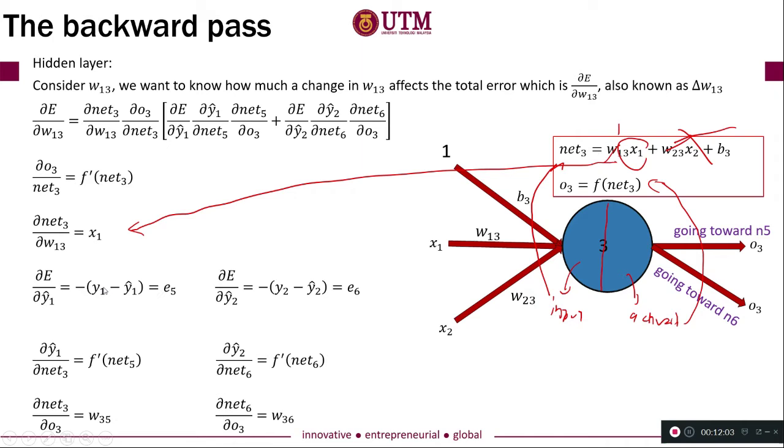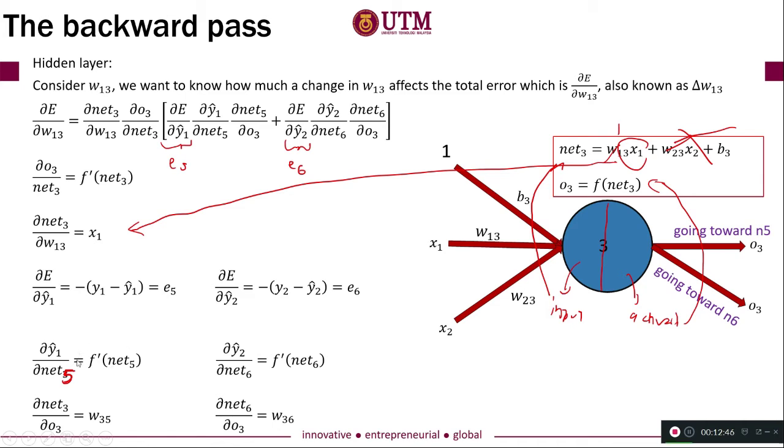Now as you can see, this one is my E5, and this one is my E6, based on these definitions. So now to find del Y hat 1 over del net 5, sorry, this one should be 5 there, it's not 3. Okay, 5.